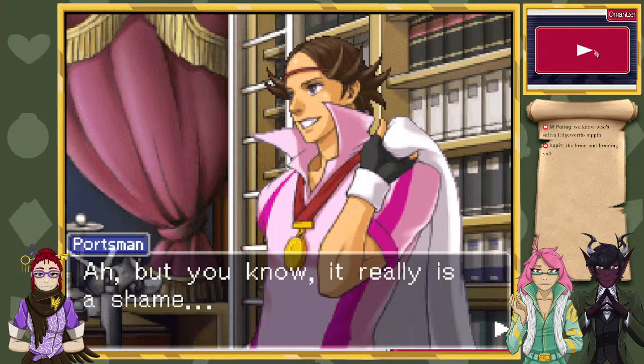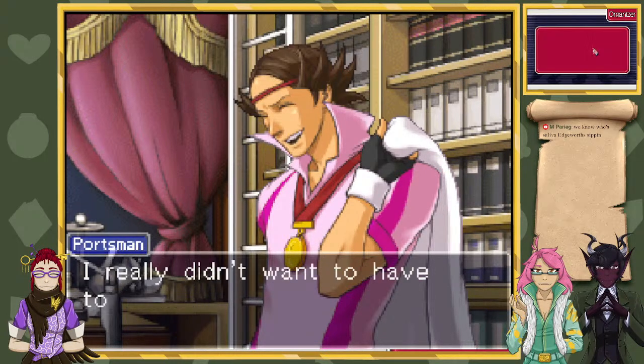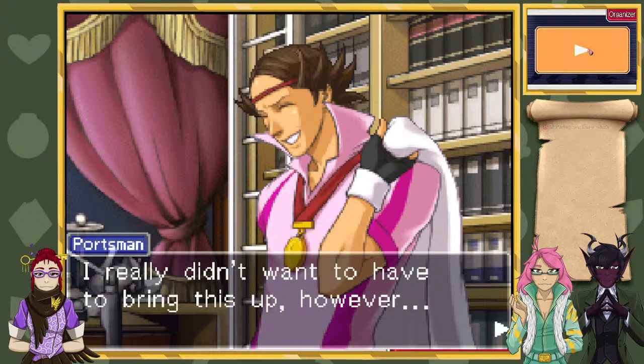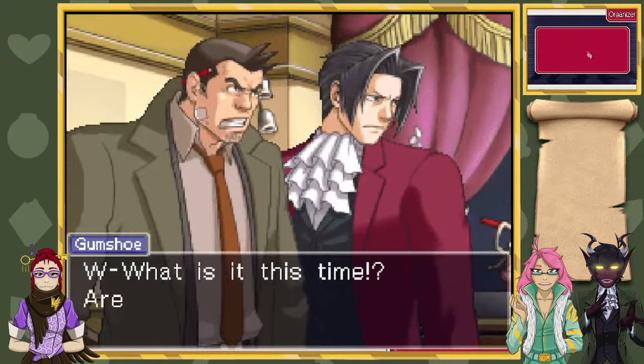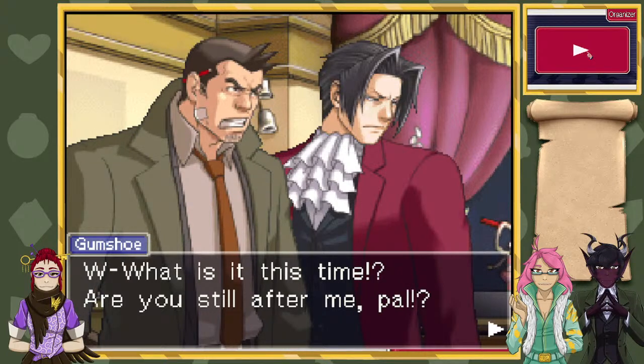The Gumshoe Dylan spirit animal. But you know, bro, it really is a shame. I really didn't want to have to bring this up. However, bro. What? He removes the headband. No, that's not the band he's removing. That is the noise, and I will die on that hill. He removed the headband. I mean, it would be a really good escape mechanism. Just, okay, we're not going back. I've gotten lost. It's better that way. Corey and I just took a psychic mental damage.